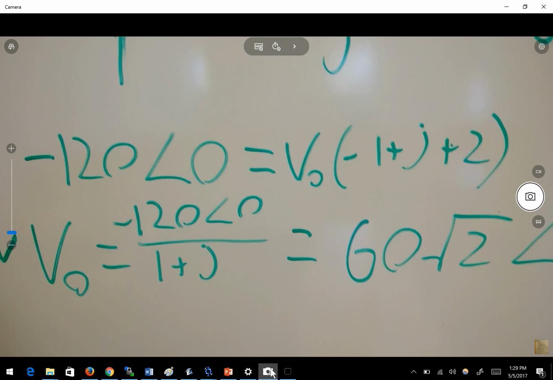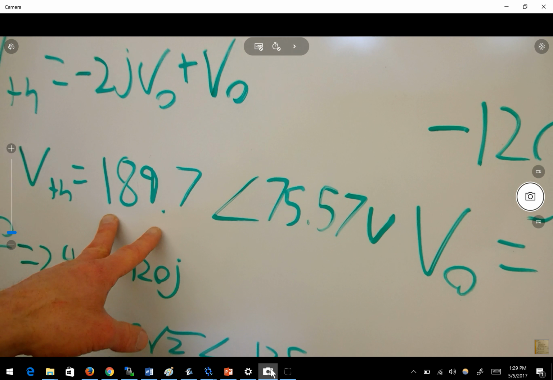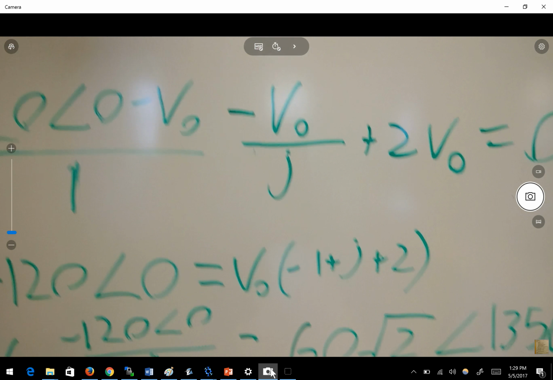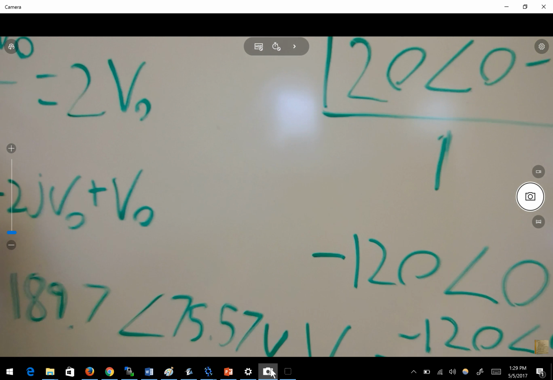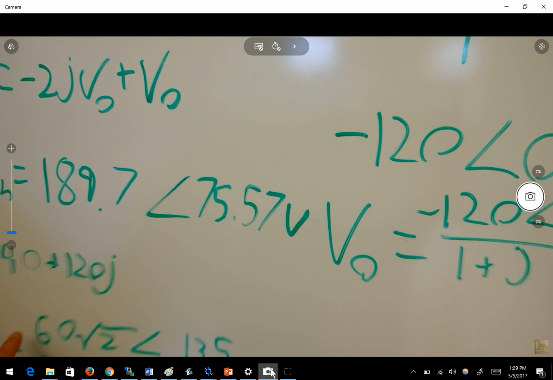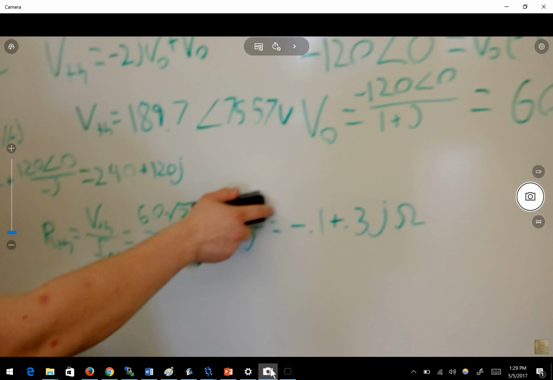Wait, didn't you find that V Thevenin is this? Shouldn't it be that? It should be this. That was your VO when you had an open circuit here, and then you had to find V Thevenin based on VO using this, right? So it should be that over that. It's voltage over current, right?